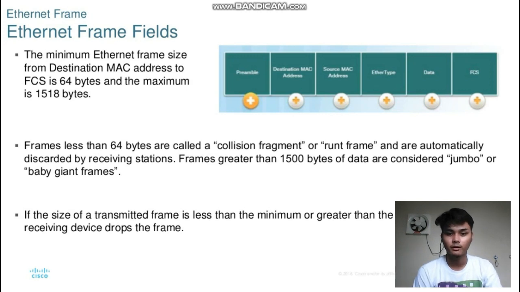So we have the preamble, destination MAC address, source MAC address, EtherType, data, and FCS. The minimum Ethernet frame size from destination MAC address to FCS is 64 bytes, and the maximum is 1518 bytes. Frames of less than 64 bytes are called collision fragments or runt frames.